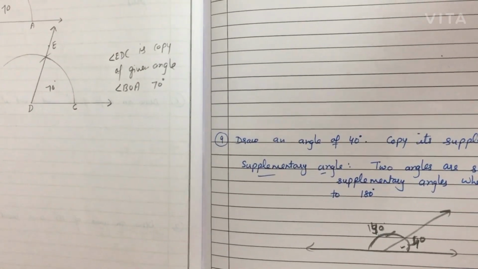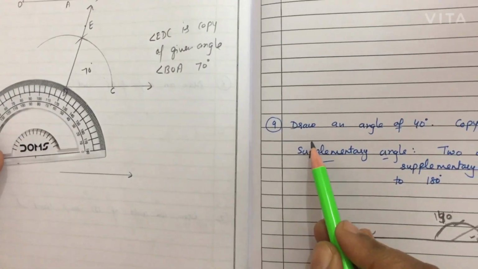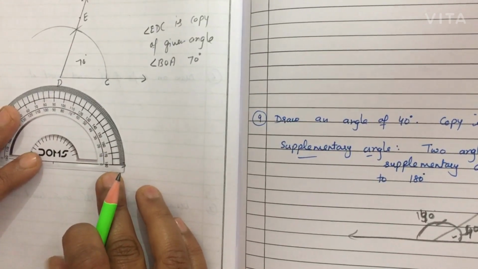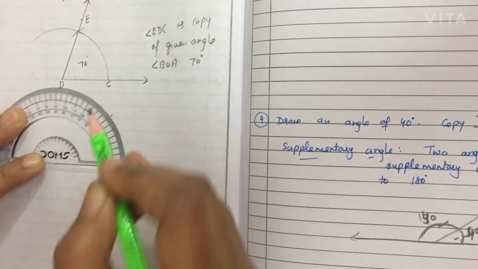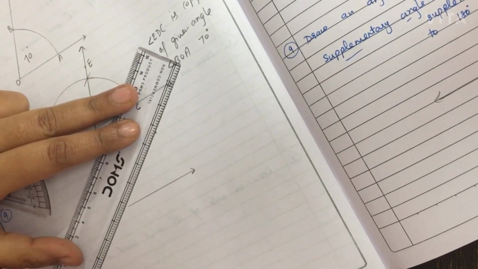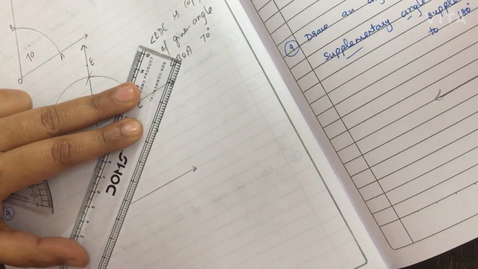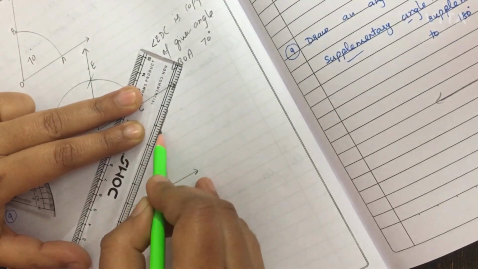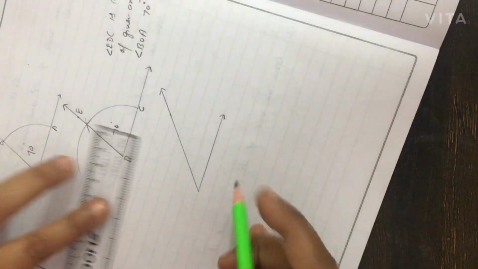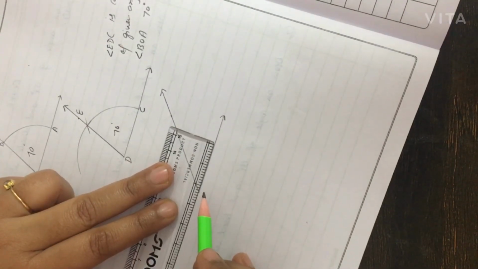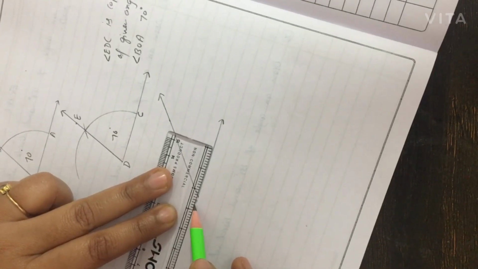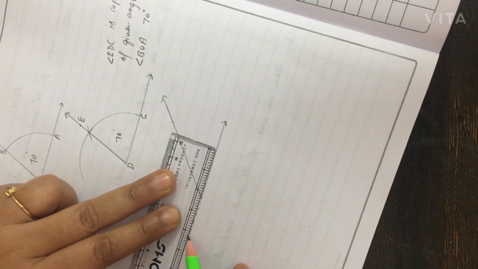So first we will draw an angle of 40 degrees. Using a protractor we will make an angle of 40 degrees. Now we have to copy the angle of 40 degrees. So first we have drawn the angle of 40 degrees. So this is the angle of 40, and you can extend this ray also, because we know that a straight line shows 180 degrees. So you just extend this by a dotted line.